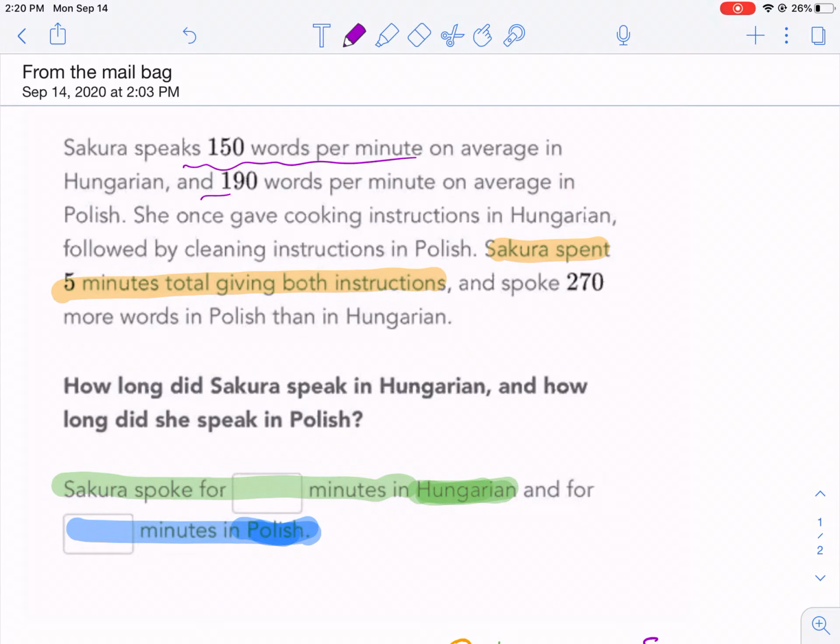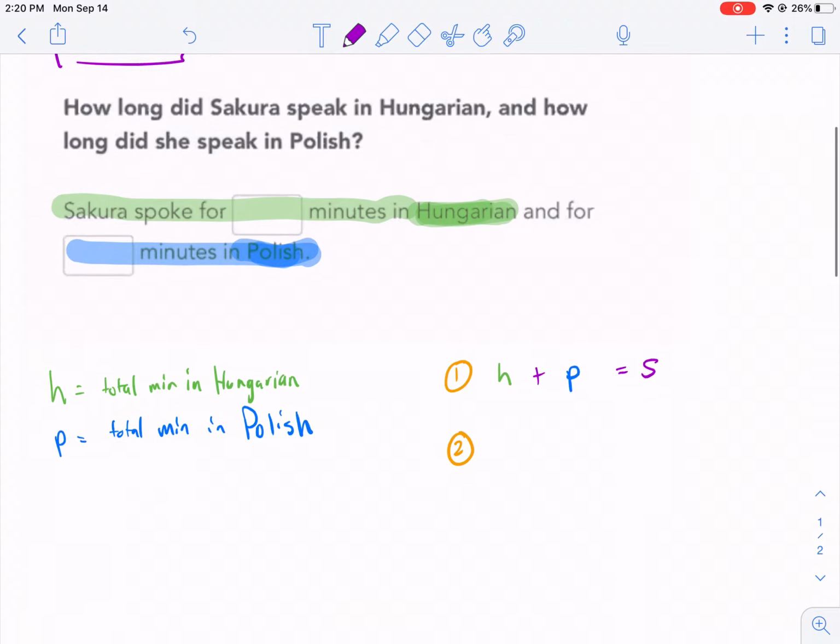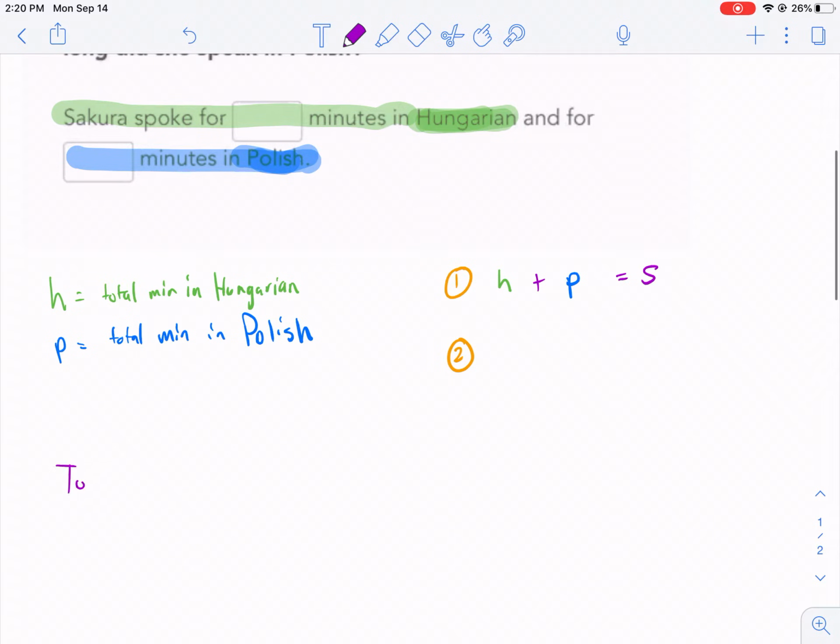We have words per minute. We were talking about minutes. Now we're talking about words per minute. And then the other clue is spoke 270 more words. Not words per minute, not minutes. We're talking about total number of words. So if we're talking about total words, now we're talking about something else entirely.